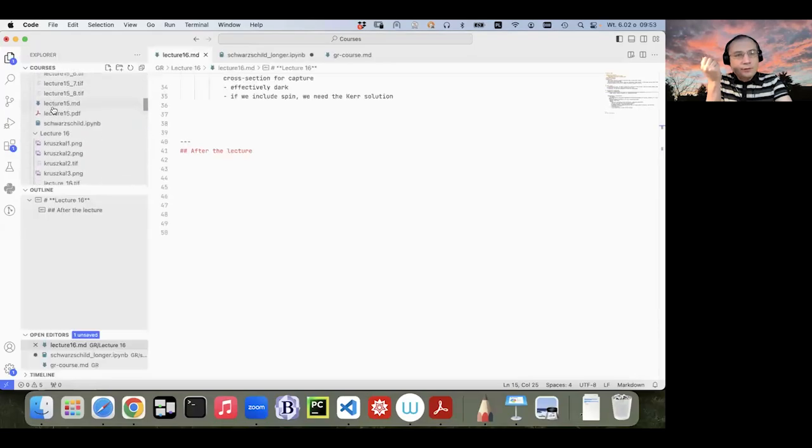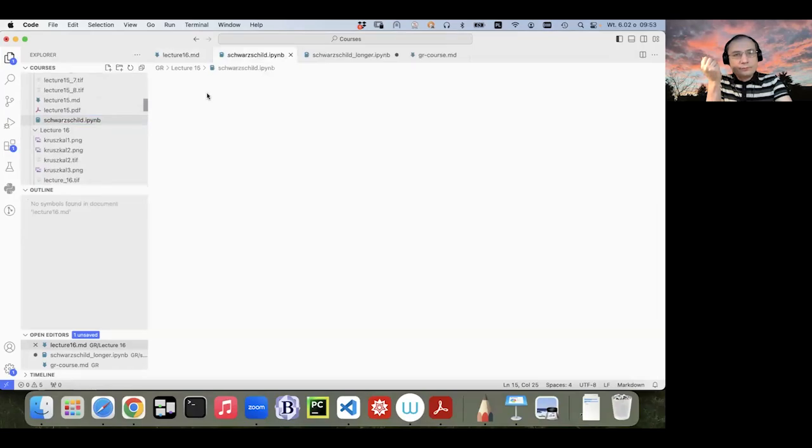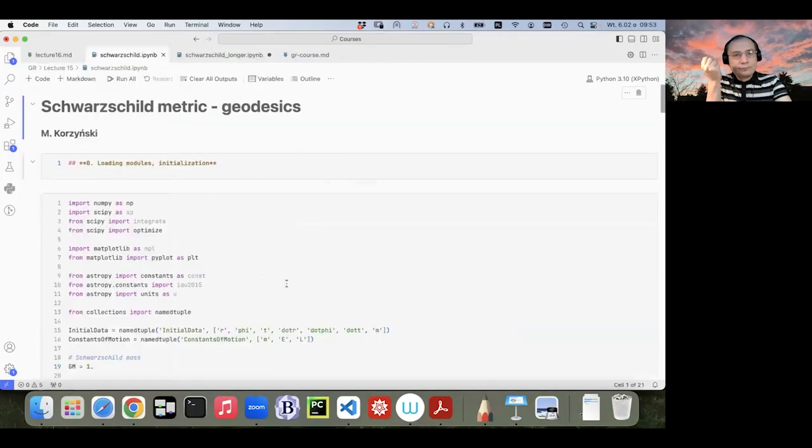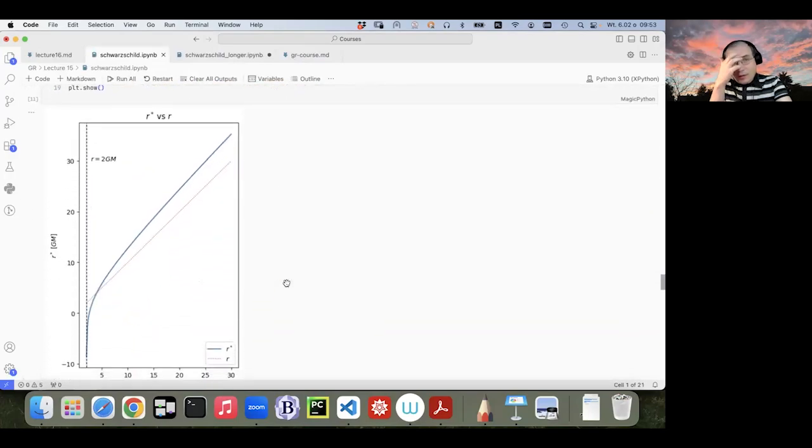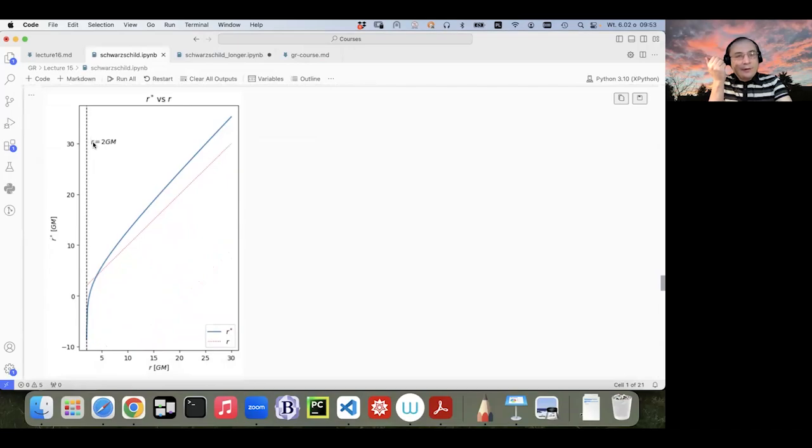Let's go to lecture 15. So here's the r star coordinate versus r. So r star is a coordinate which parameterizes the region from r equals 2GM up to infinity by taking values from minus infinity to plus infinity. So this curve approaches r equal to 2GM as a vertical asymptote. On the other hand, when we look at large distances, these two coordinates seem to be growing roughly at the same rate.